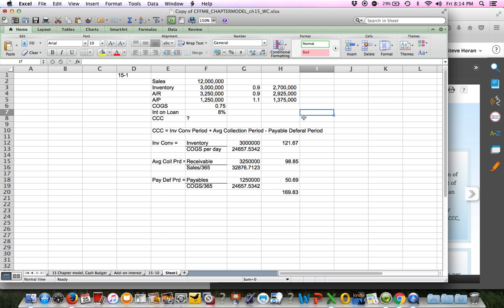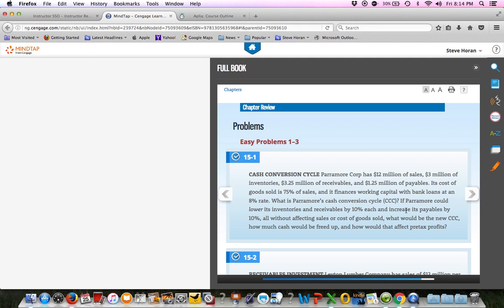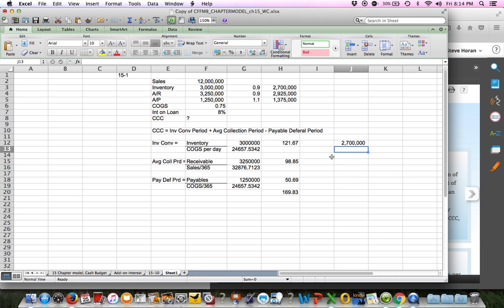So now let's look at what we've got here and plug in the new numbers. I'm going to do those just right over here. My inventory number now, instead of 3 million, I'm just going to do formulas. So let's do the new inventory divided by cost of goods sold per day. We know that we did not change cost of goods sold. Part of the problem was that cost of goods sold and sales would not change. It says it right down here. So the same denominator, the 24,657, still works. That did not change.